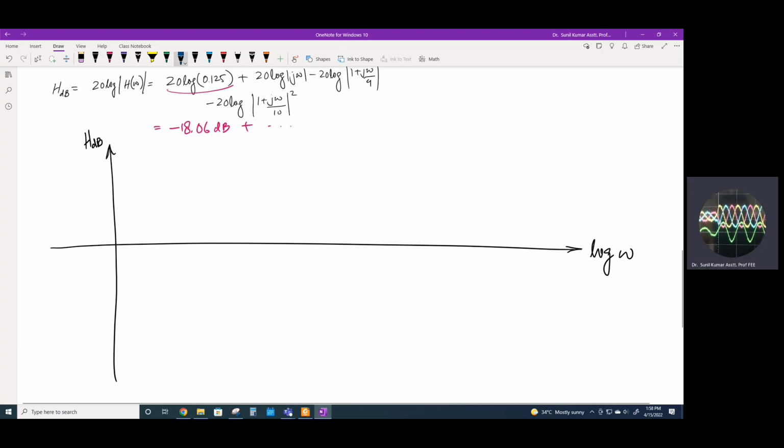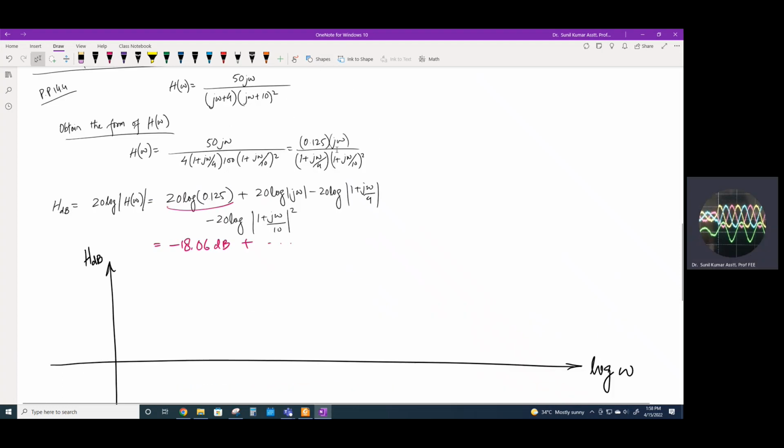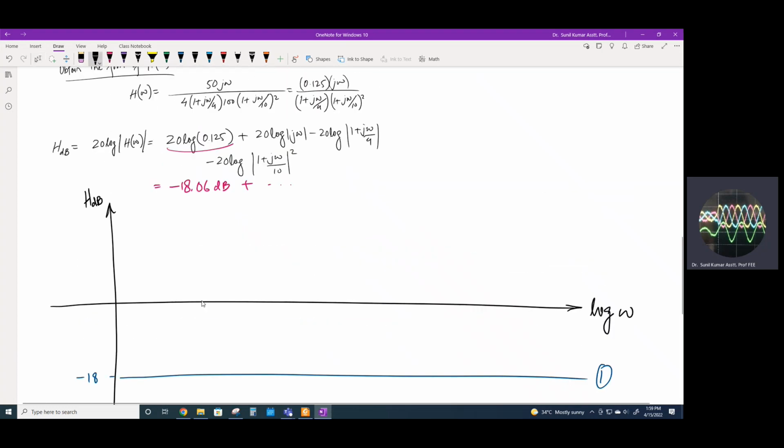So let's draw the constant line first at minus 18 dBs. Let's call this line number 1. And then let's move to this j omega, which is 0 crossing at omega equals 1. So let's say this is 1, this is 10, this is 100.